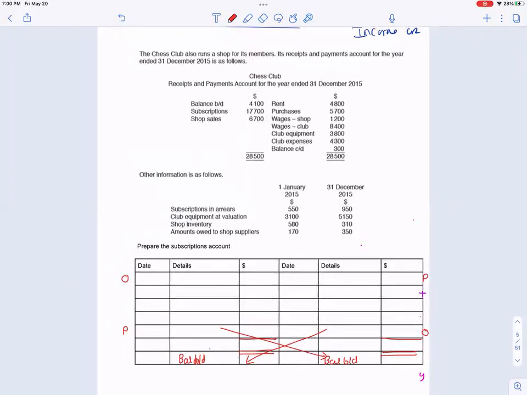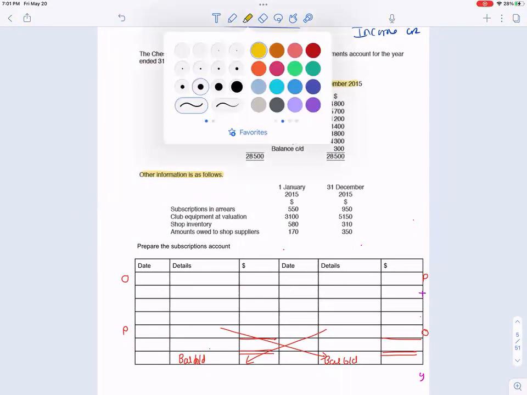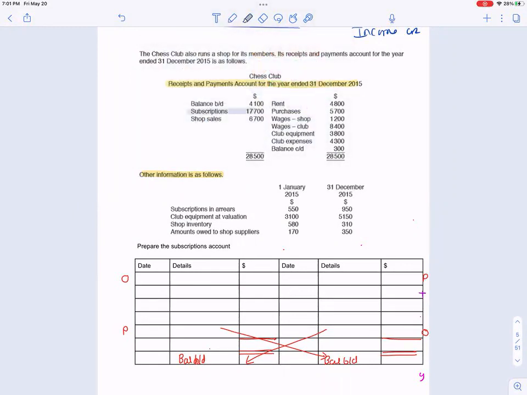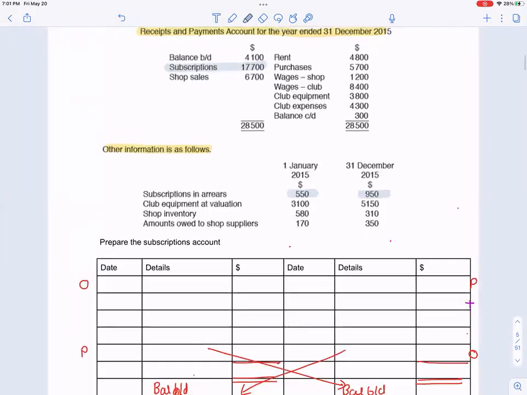What will be given to you? You will be given a receipts and payment account and some other information. You have to prepare the subscription account. So what will you do? You will just highlight subscription. Wherever you find subscription, you will use that. I see only three things related to subscription. Can I solve it? Yeah, please.